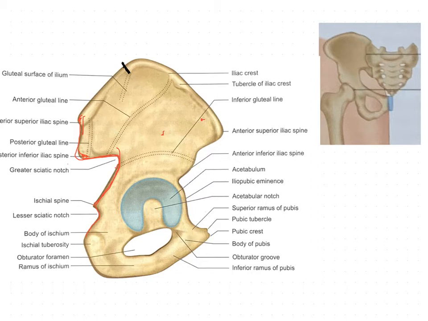So what are the gluteal lines here? One is the posterior gluteal line. This is the shortest, begins 5 centimeters in front of the posterior superior iliac spine, and runs downwards to end at the upper part of the greater sciatic notch. This is called the posterior gluteal line. This is very, very important. You have to mention it in your viva also.